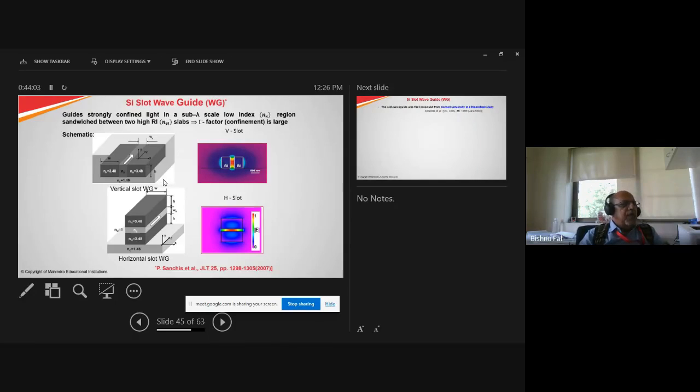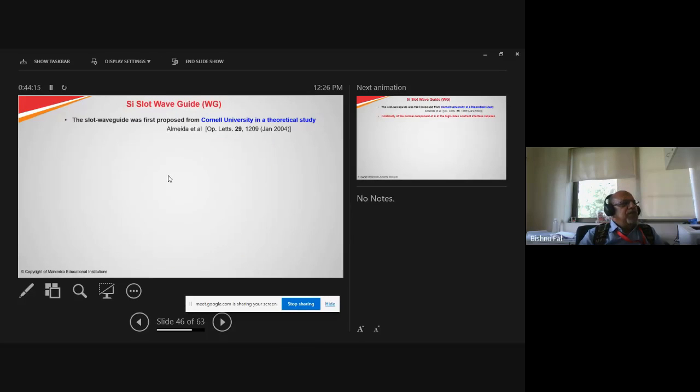This is the corresponding plot for the H field, horizontal slot, in the slot region. So you can see very strong confinement of light in the slot region because the evanescent field is very strong there. The slot waveguide was first proposed at Cornell University in this paper.